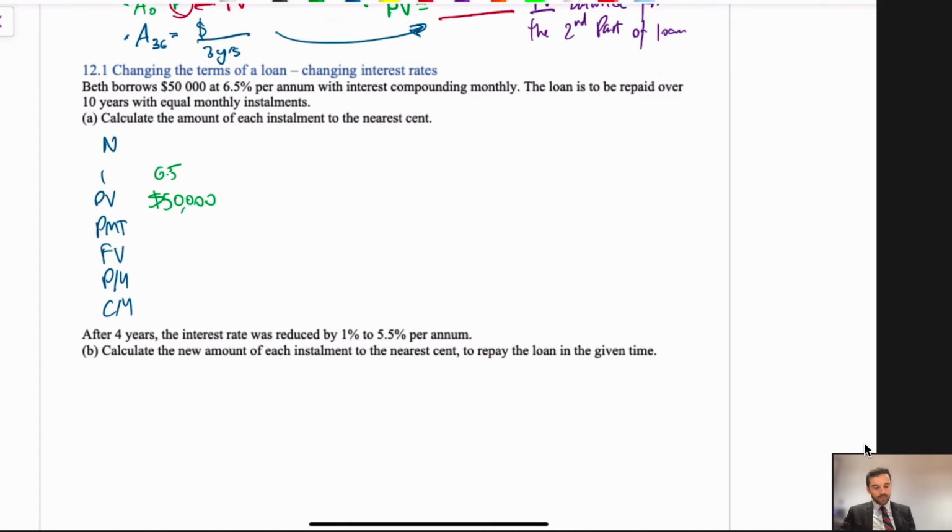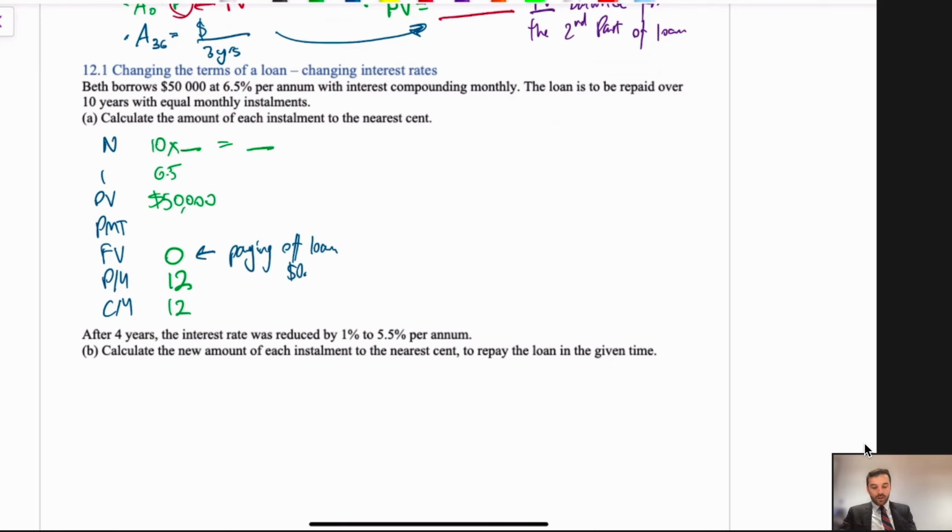6.5% per annum, with interest compounding monthly, so that's 12. The loan is to be repaid over 10 years with equal monthly installments. This is going to be 10 years times the payments per year, equal monthly installments, so that'll be 12. And if she's paying off the loan, that's going to go to 0. Remember, that's what paying off the loan means. It means effectively going to $0.